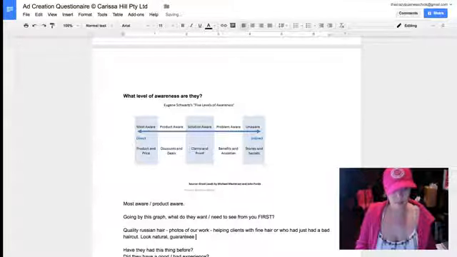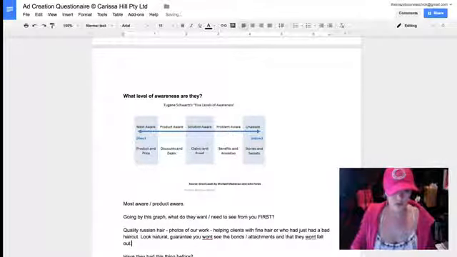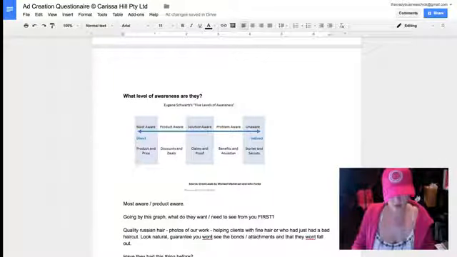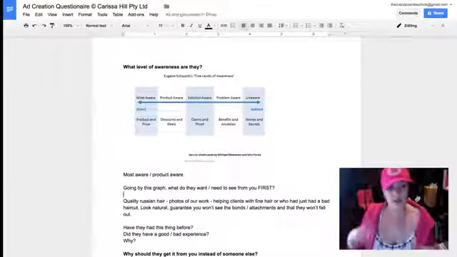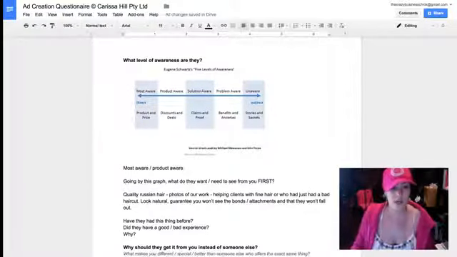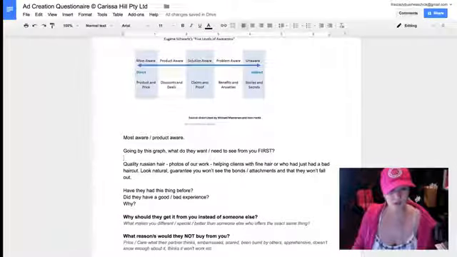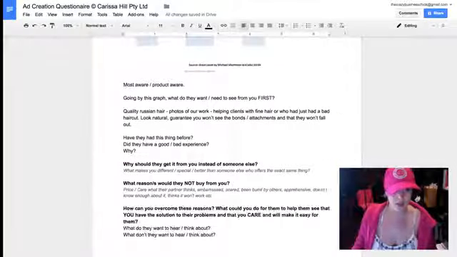Guarantee you won't see the bonds attachments, and that they won't fall out as well, because nobody wants that. So we had a bit of a guarantee with ours, that we'd make sure they were positioned correctly and that they wouldn't fall out. And if any in the first 2 weeks were in an uncomfortable position, or they didn't like it when they were styling their hair or whatever, they could come back in for free and we would fix that up, or if any of them fell out. So that's something else that you could look at doing.